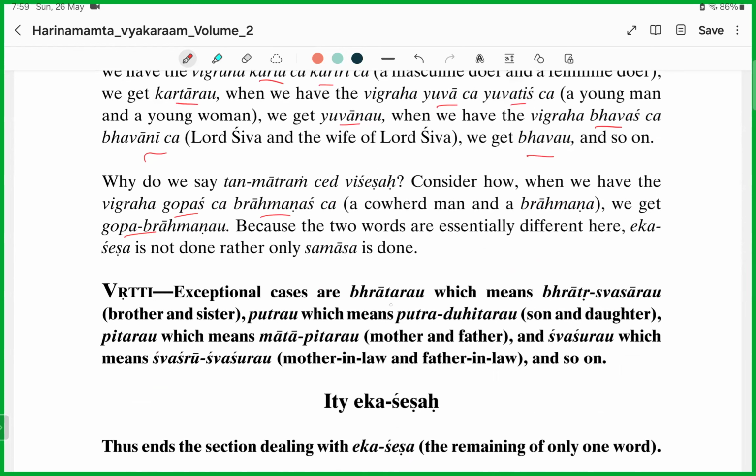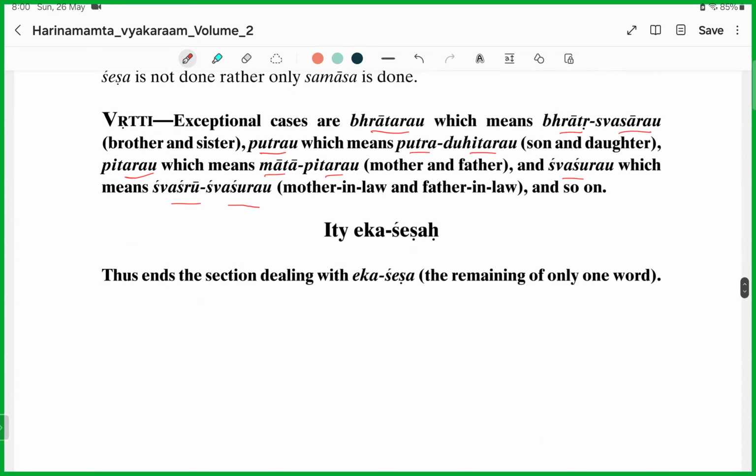Exceptional cases are Bhratarau, which means Bhratri and Swasri, brother and sister; Putrau, which means Putra and Duhita; Pitarau, Mata Pitarau; Shvashurau, Shvashru and Shvashura, and so on. In these, even the words are different. Both the words are Bhinna Artha, but still Ekashesha is done. Bhinnarthanam api. So Pitarau, Mata Pitarau. Like even in English, we say parents. Yeah, Pitarau refers to Mata Pitarau. Thus ends the section dealing with Ekashesha.